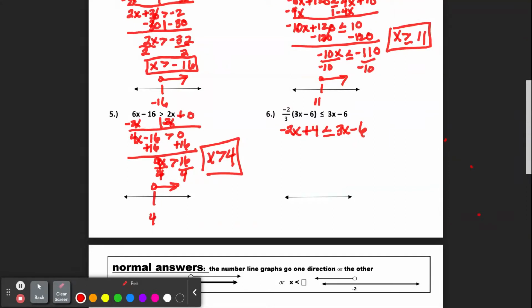We have a variable and a constant on both sides. So let's go ahead and move this variable from the right side to the left side by subtracting 3x. Negative 2x minus 3x is negative 5x. Plus 4 is less than or equal to negative 6. And then we're going to subtract 4 from both sides. So I'm going to run out of room, so I'm going to move it over here. So this will be negative 5x is less than or equal to negative 10.